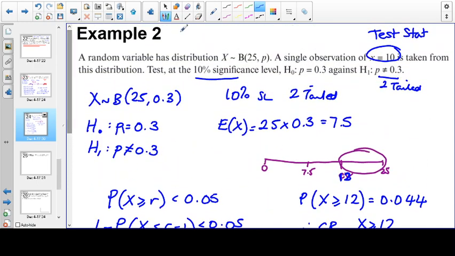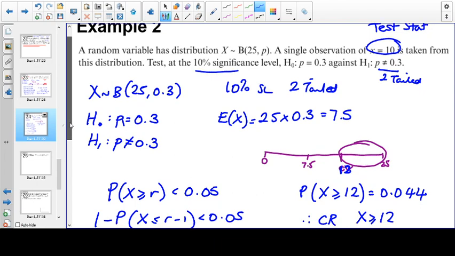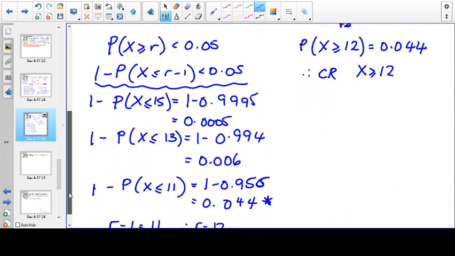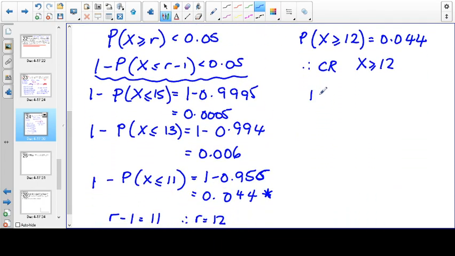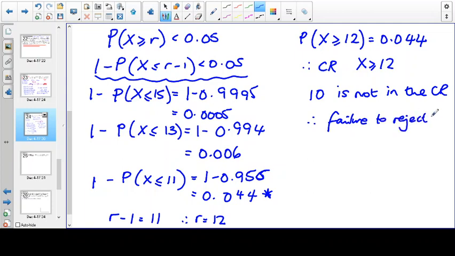Looking at our test statistic, it is 10. That does not fall inside that critical region. So it's the same conclusion as before. 10 is not in the critical region, therefore failure to reject H0.